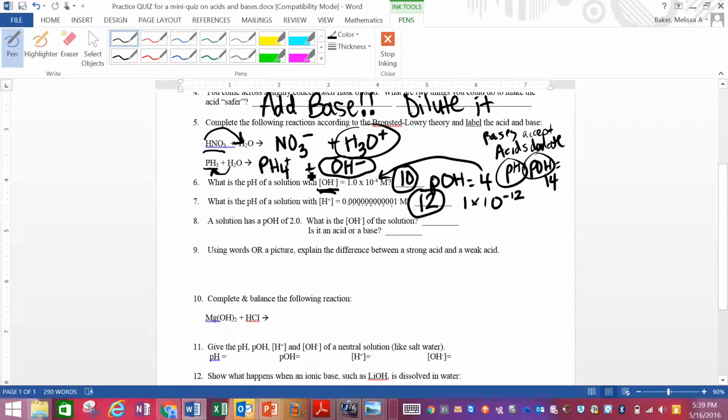A solution has a pOH of 2. What's the hydroxide ion concentration? 1 × 10⁻², or 0.01 molar. Either way, you can write it. It doesn't matter. Is it an acid or a base? Well, let's think about it in terms of pH. The pH here would be 12. That's a really high concentration of hydroxides, so it makes sense that this is a base.